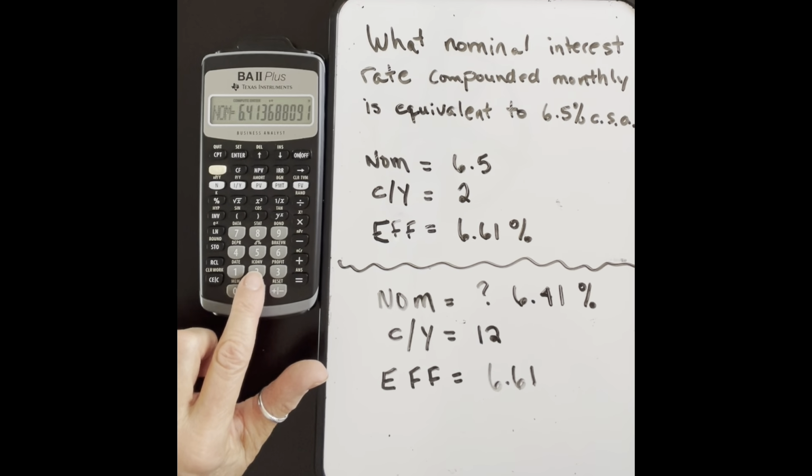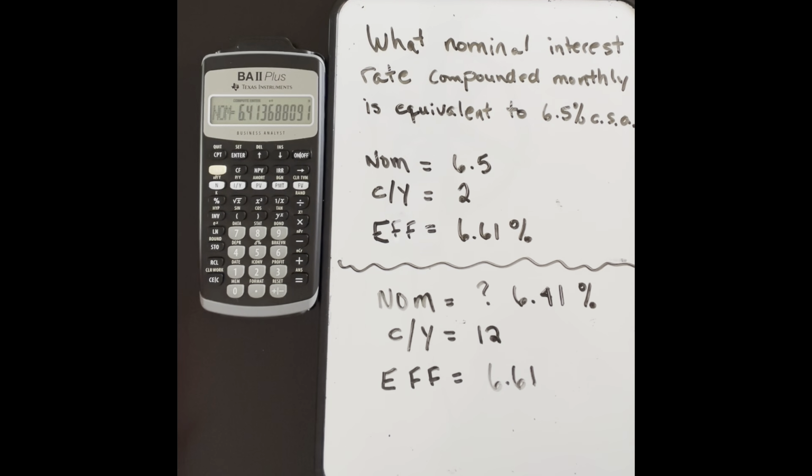So you can use this interest conversion function to change from a nominal rate to an effective rate to a nominal rate, and from one nominal rate to another one. When you're done working with that, you want to quit, so second function, quit.